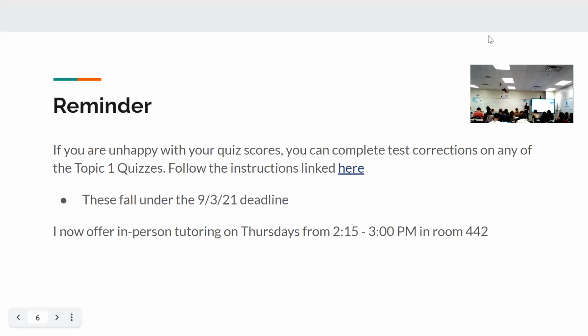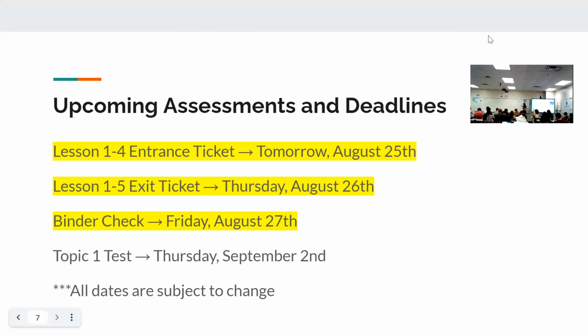This I already talked about. If you want to do test corrections, you can read this slide in Schoology and follow the instructions. And this is the schedule for the assessments this week. So tomorrow you'll have an entrance ticket. These dates do move back sometimes depending on how far we get, but tomorrow you for sure will have an entrance ticket on what we're learning today. Questions about that?